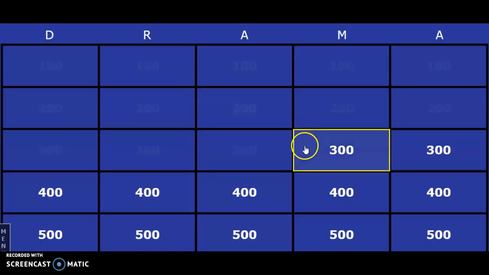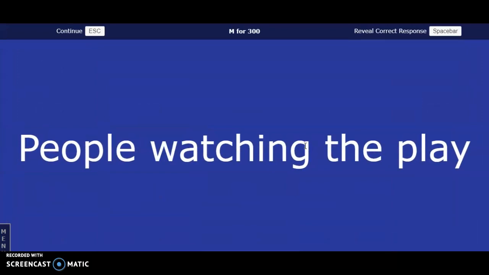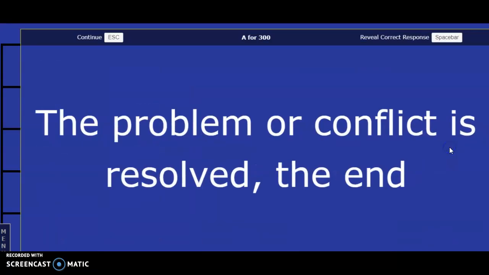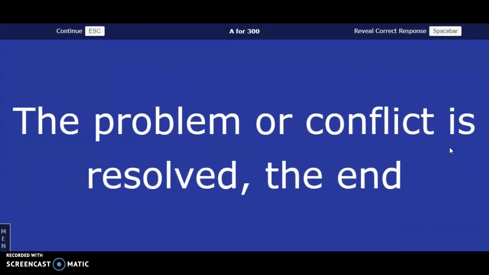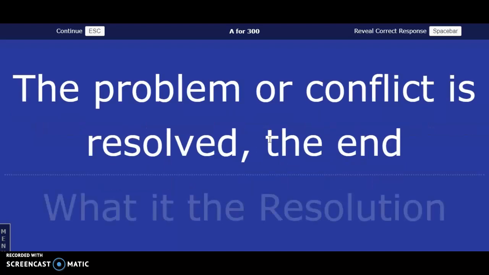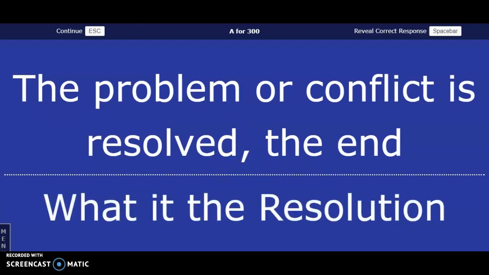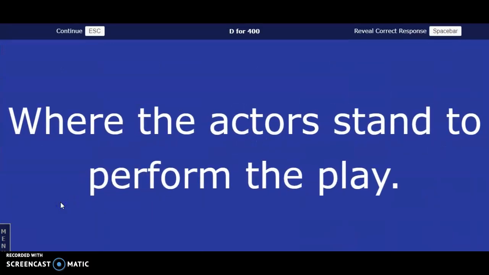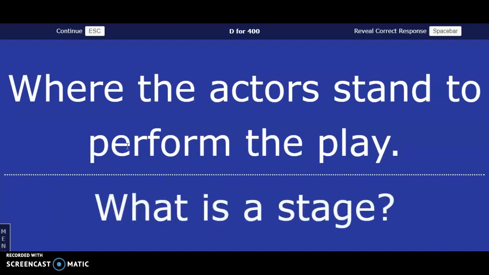M300. People watching the play. 3, 2, 1. What is audience? A300. The problem or conflict is resolved. The end. 3, 2, 1. What is the resolution? D400. Where the actors stand to perform the play. 3, 2, 1. The stage. What is a stage?